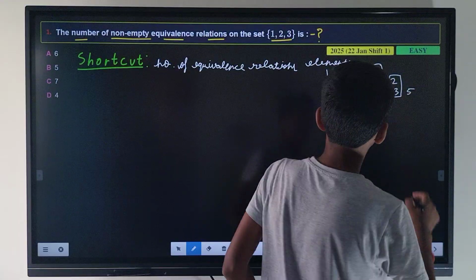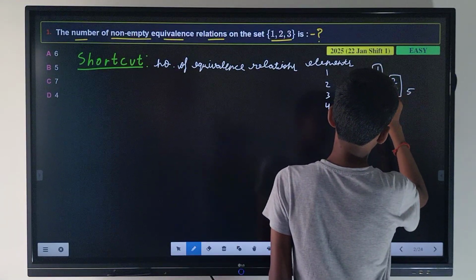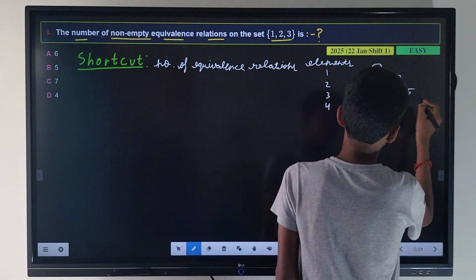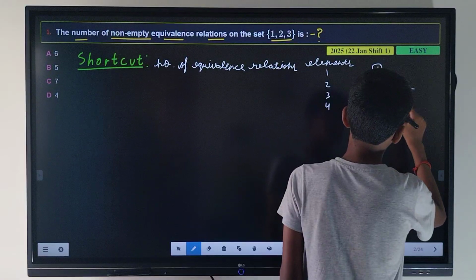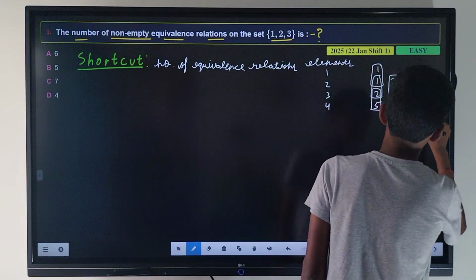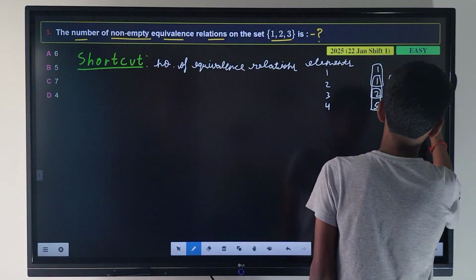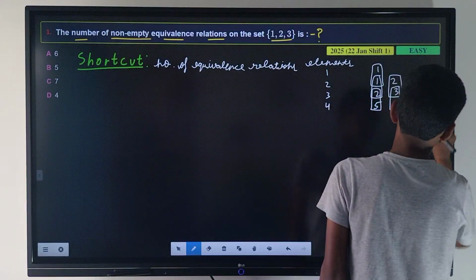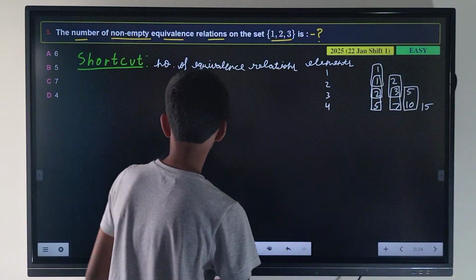And the same we will do. We will take 5 to the fourth row. Add 2 and 5, we will get 7. Add 3 and 7, we will get 10. And add 5 and 10, we will get 15.